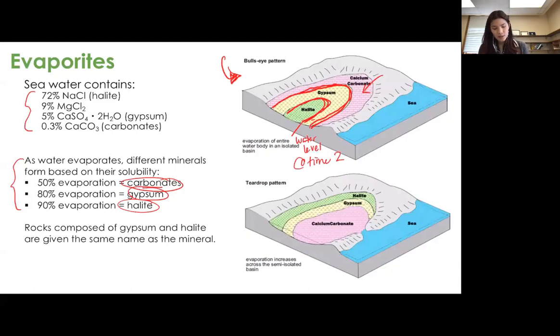In contrast to this, if you have some connection with an ocean or waterway, your water levels aren't necessarily going to drop. So instead, what you'll see is that the calcium carbonate is forming first, and that's forming on the bottom. And then the next formation is gypsum, and then halite rings it around the edge.